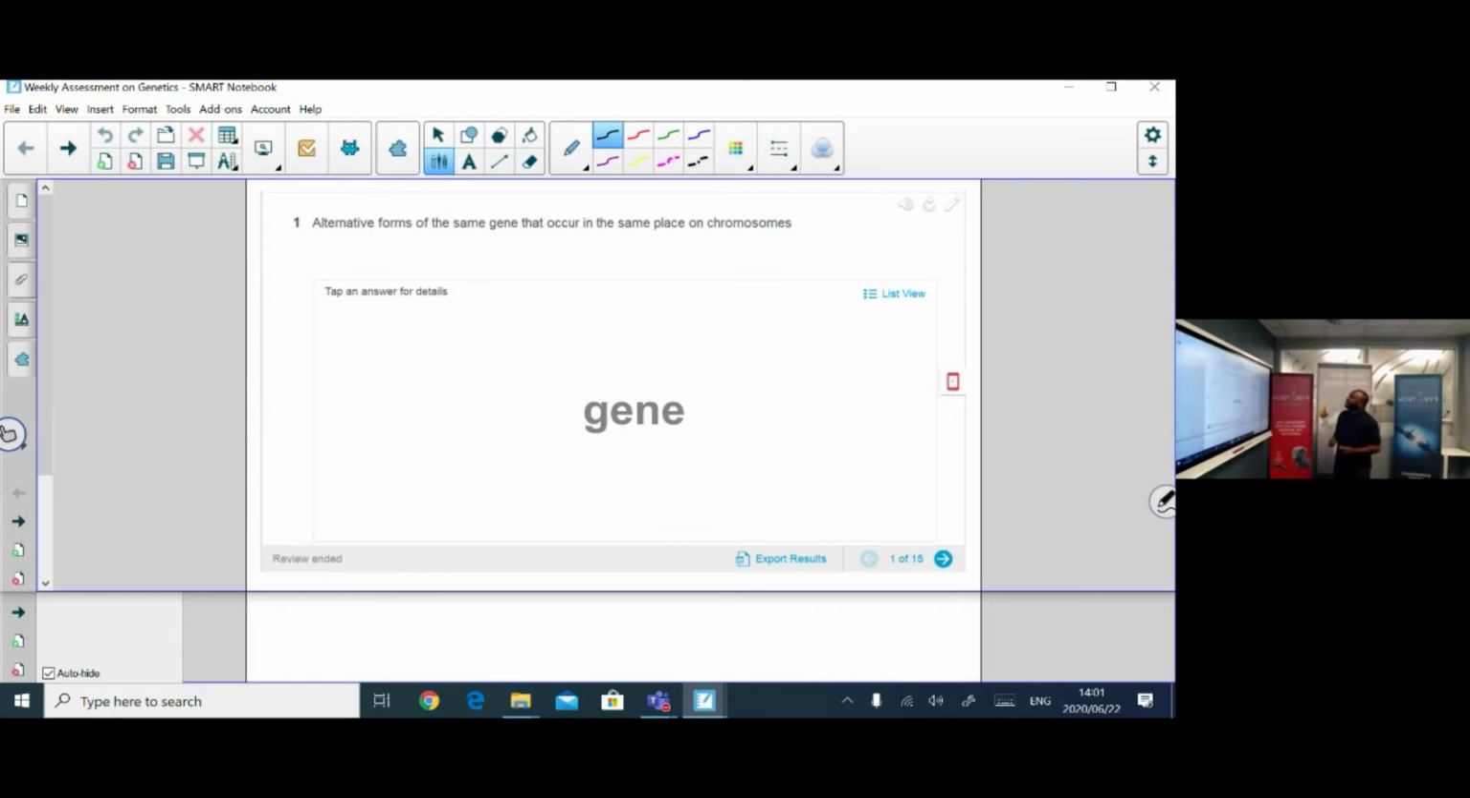Alternative forms of the same gene that occur in the same place on the chromosome. That's the definition of a gene. So I was looking for gene. DNA, which one? Because within DNA, along the whole strands, we find genes. Next question.